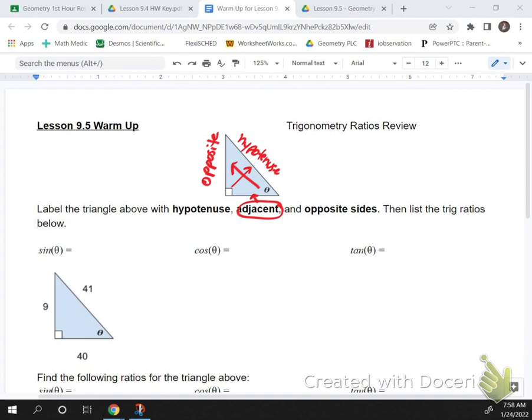What is the sine of theta, or my reference angle? What is it? Opposite over hypotenuse. How about cosine? Adjacent over hypotenuse. And finally, tangent of theta. Opposite over adjacent.